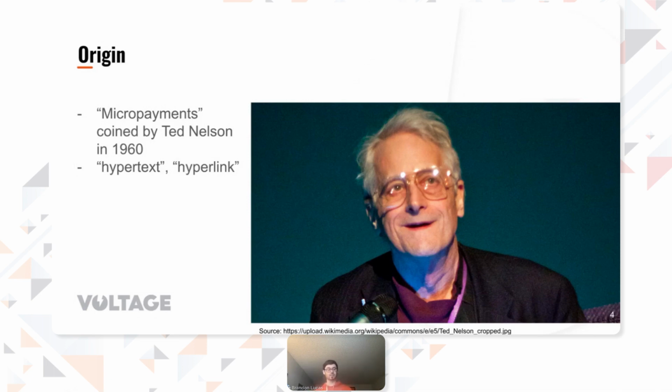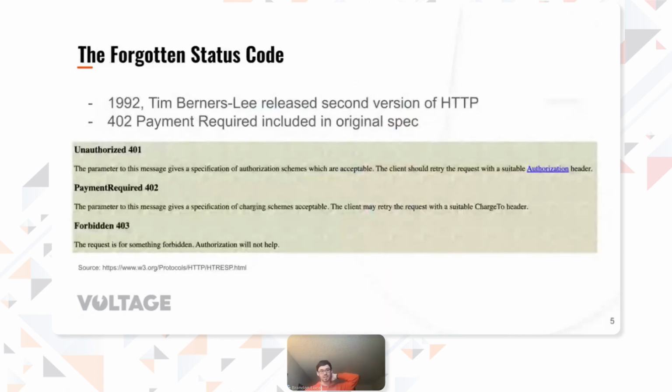He also coined a lot of the other terms that are used on the web today, like hypertext and hyperlink. If we fast forward to 1992, Tim Berners-Lee, who actually created the World Wide Web as we know it today, borrowed Ted Nelson's terms, hypertext and hyperlink, for the hypertext transfer protocol. We know that as HTTP, right? Everybody knows that today. In 1992, he released the second version of HTTP, which included most of the error codes, most of the status codes, that we know today.